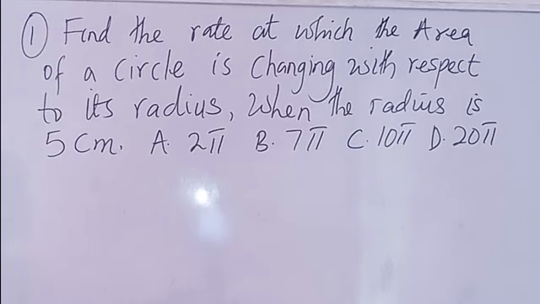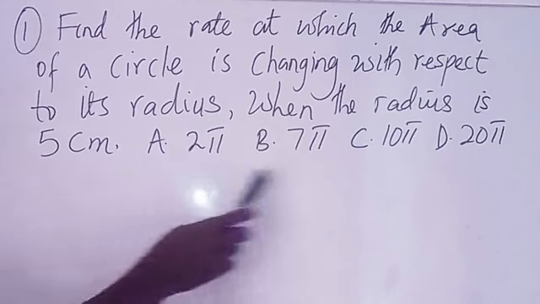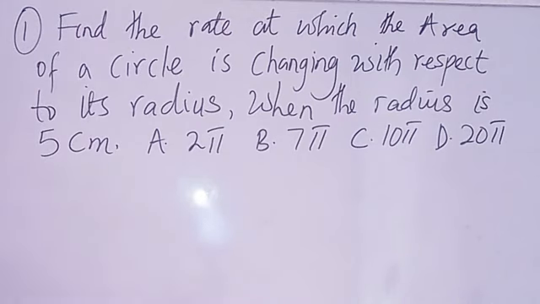Okay, so we are going to start with the first question. The question says find the rate at which the area of a circle is changing with respect to its radius, when the radius is 5 centimeter, and then we have all these options. So now let's see how we are going to solve this.